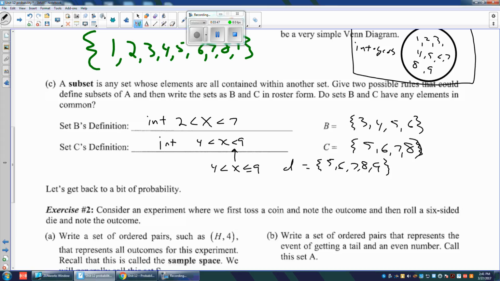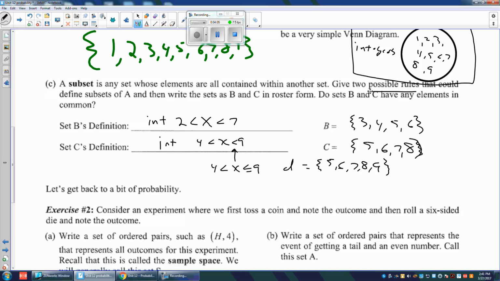So let's finish answering this question. Give two possible rules. Done. Define the subsets of A. Okay, there are subsets. Everything is there. In other words, everything in B is also in the original set. Everything in C is also in the original set.